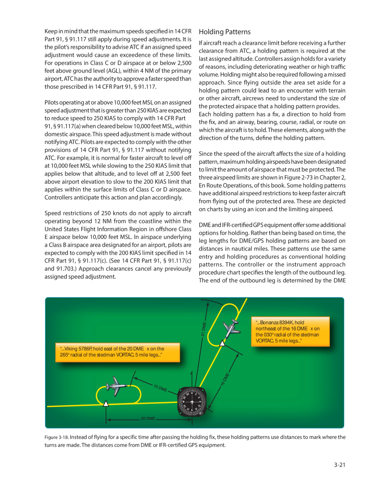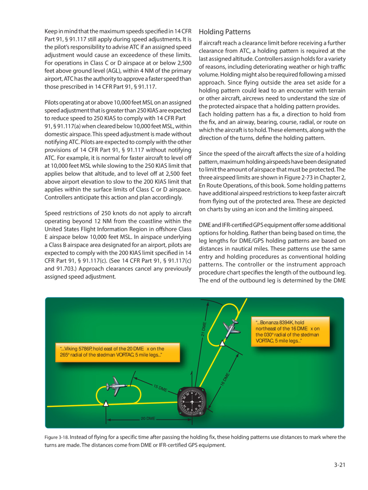Part 91, Section 91.117. Pilots operating at or above 10,000 feet MSL on an assigned speed adjustment that is greater than 250 knots are expected to reduce speed to 250 knots to comply with 14 CFR Part 91, Section 91.117(a) when cleared below 10,000 feet MSL, within domestic airspace. This speed adjustment is made without notifying ATC. Pilots are expected to comply with the other provisions of 14 CFR Part 91, Section 91.117 without notifying ATC.